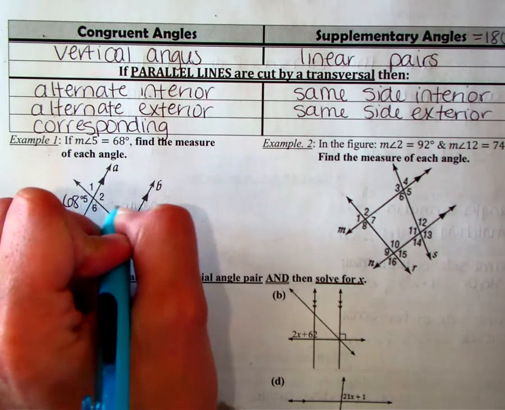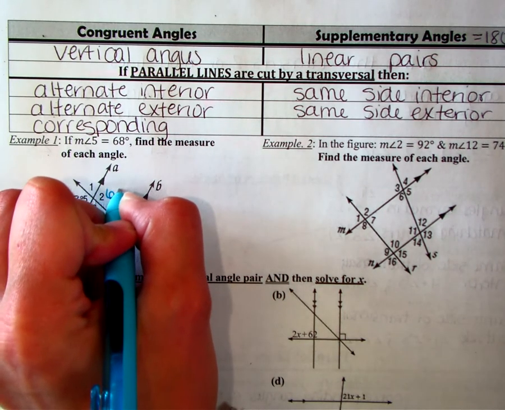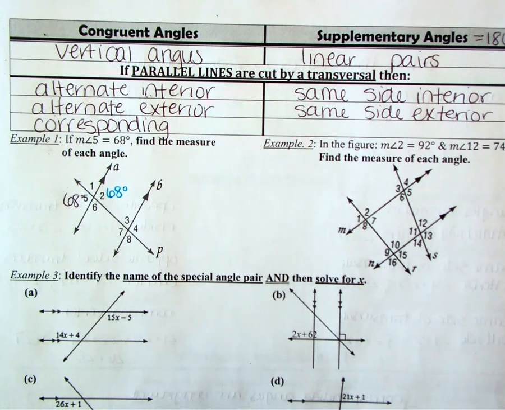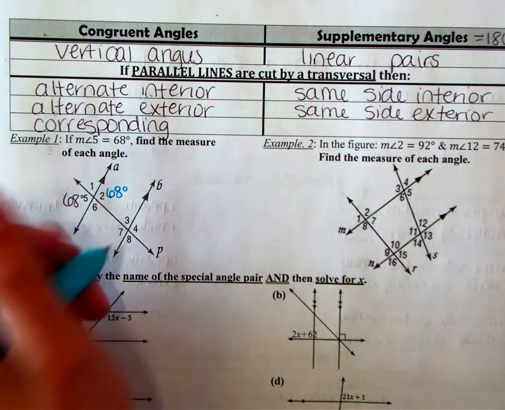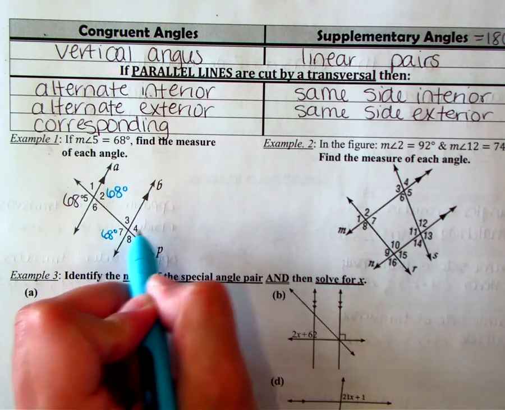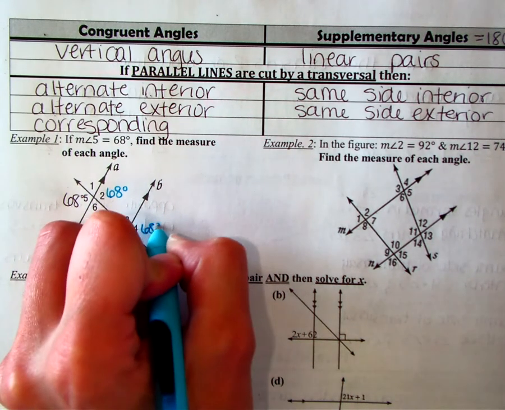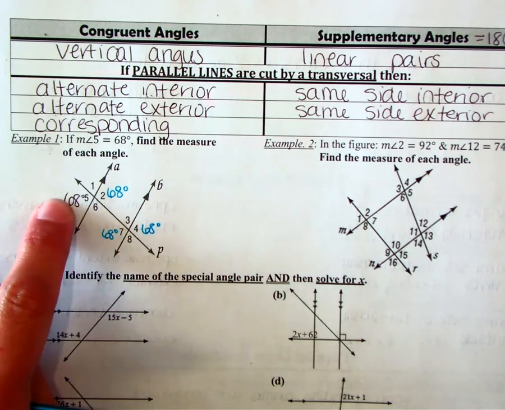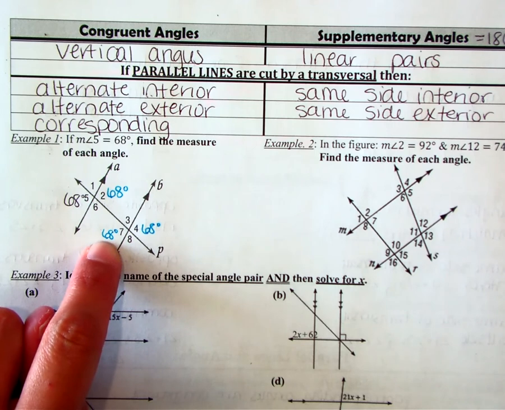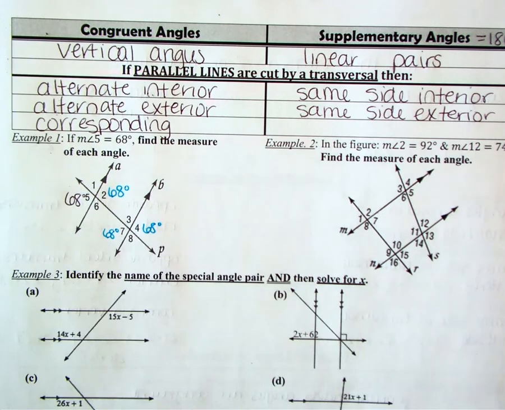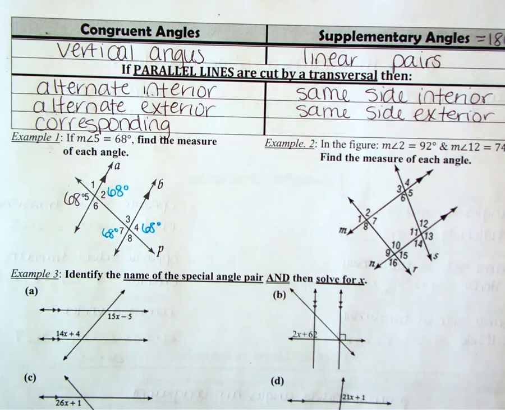So if angle 5 is 68, I know that its vertical angle 2 is also 68. Alternate interior angles tells me that 2 and 7 are the same. So 7 is 68. And then I've got that vertical angle relationship again with angle 4. We can also check ourselves. So angle 5 and angle 7 are corresponding. Corresponding angles are congruent. Angle 5 and angle 4 are alternate exterior, so those two are congruent. So we can kind of check ourselves with a lot of the different angle relationships.